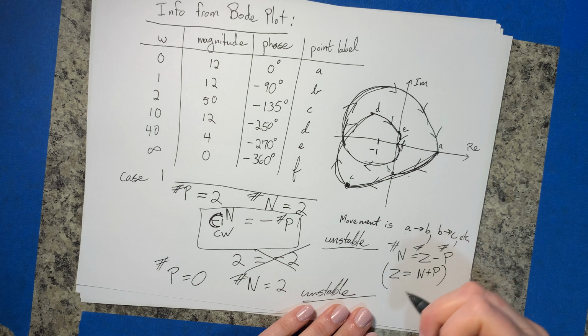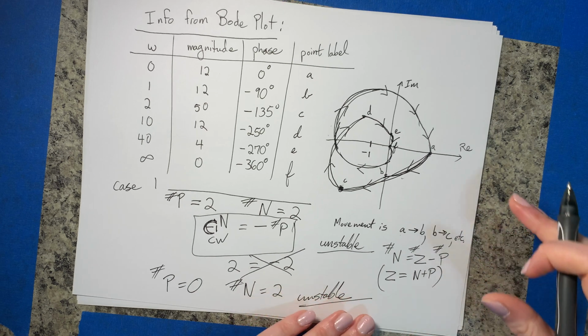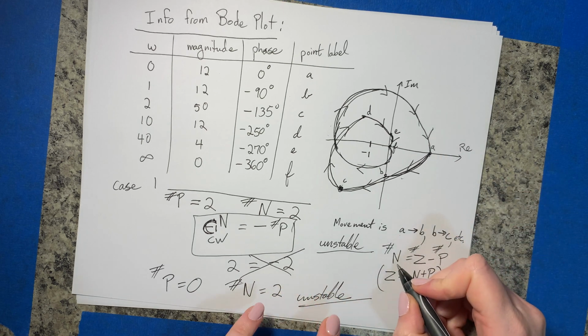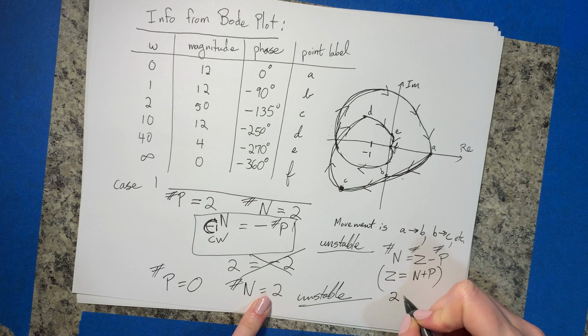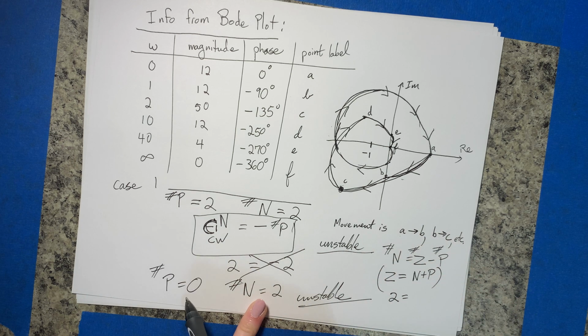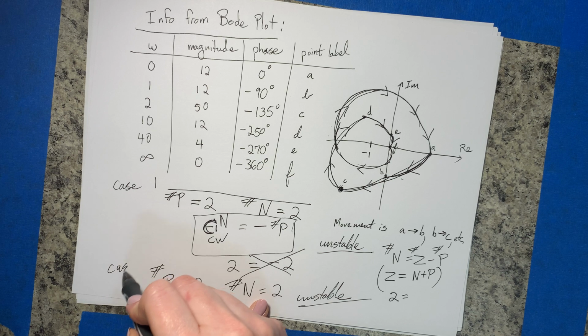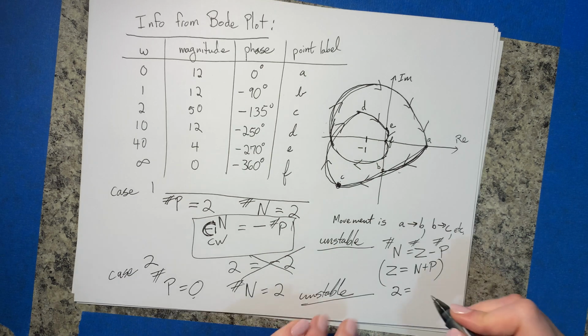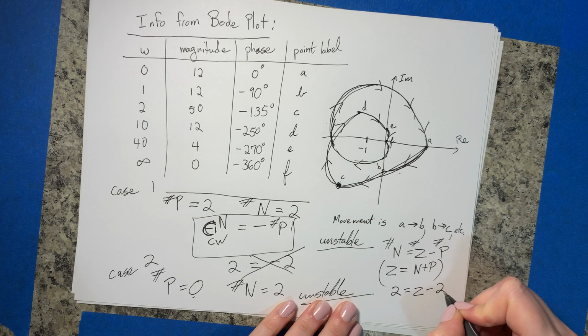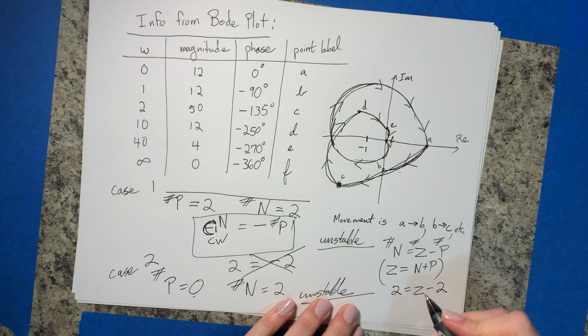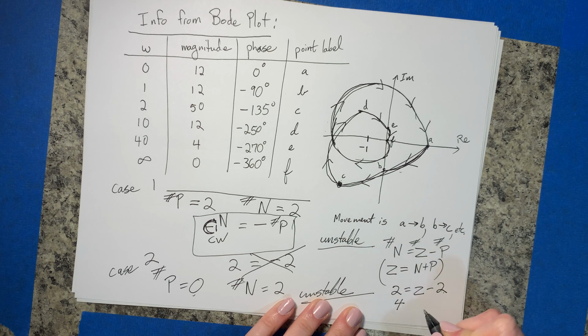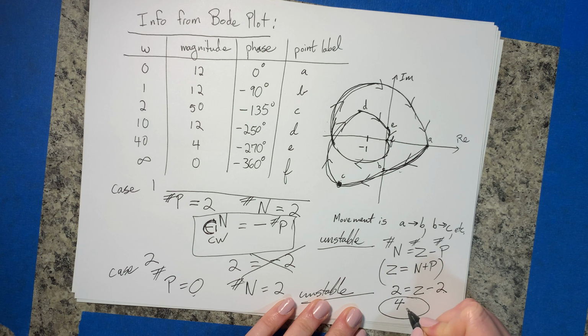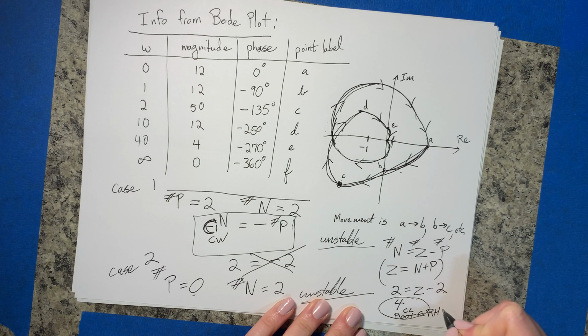So we want to see how many closed loop roots there are, and then we just plug in our number 2 equals Z minus 2, and we'll just deal with this second case. This is case number 2. And so we know that we should have 4 total closed loop roots in the right-hand plane, if that's the case. Okay?